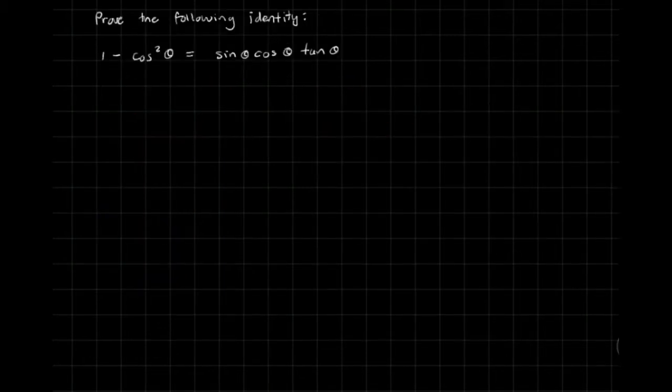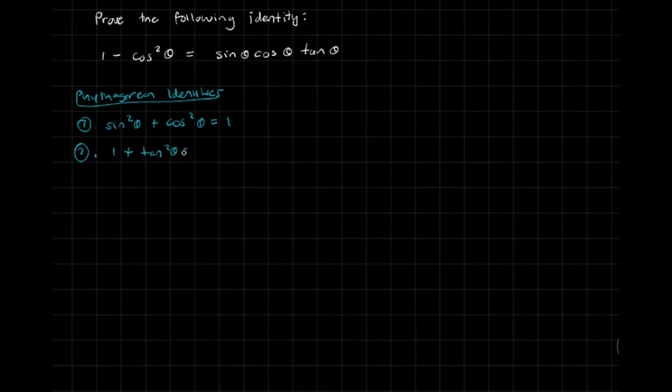All right, let's prove the following identity. So I'm going to write down my Pythagorean identities before I start anything. So my 3 Pythagorean identities: sine squared theta plus cos squared theta is equal to 1. Right, and you want to try to memorize these. For most cases, you will be asked to memorize them. 1 plus tan squared theta is equal to secant squared theta, and the third identity, 1 plus cotangent squared theta is equal to cosecant squared theta. Okay, so those are our 3 Pythagorean identities.